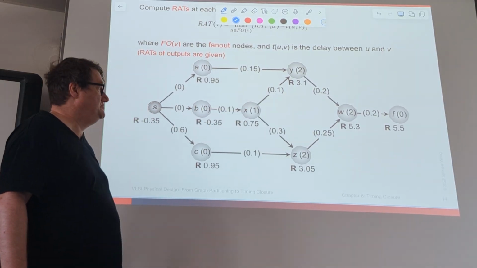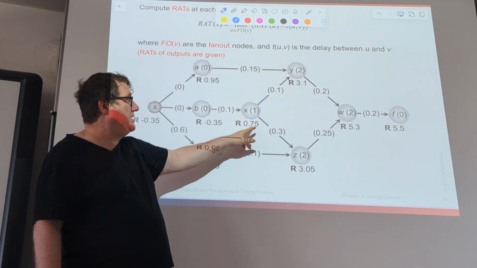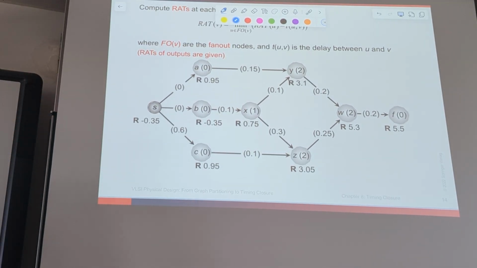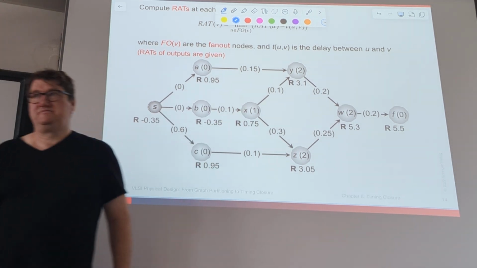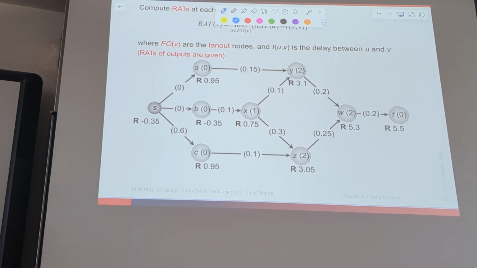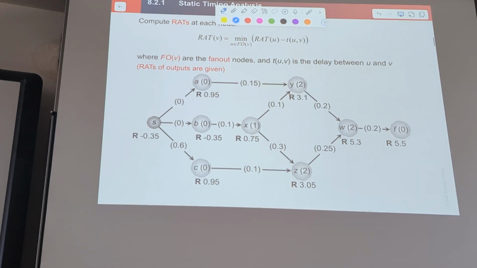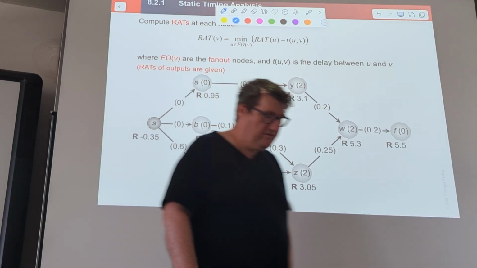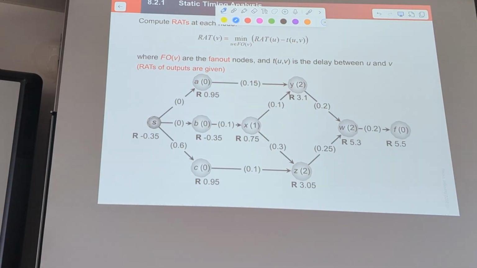And probably the interesting thing is here. So this gate, the required time of 0.75. Can you explain with your neighbor why there is 0.75 for the X gate here, this one? So you talk with your neighbor, or you first think and then talk, and then explain why it says 0.75 for this inverter.